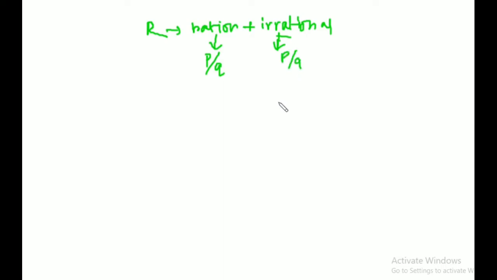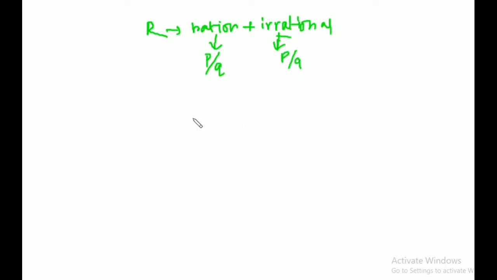In this video we are going to look at real numbers from a different perspective. I have already told you that real numbers means rational numbers and irrational numbers. Rational numbers are those numbers that can be represented like P by Q, where P and Q are integers, and irrational numbers cannot be represented like P by Q.